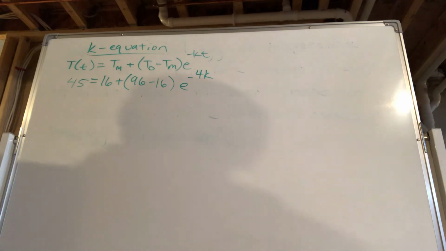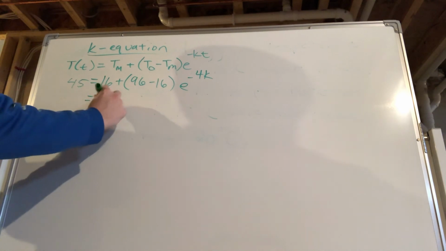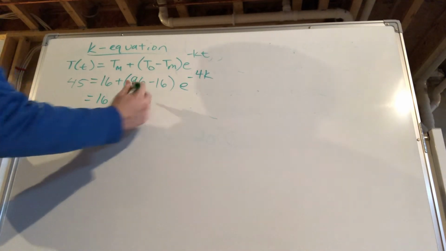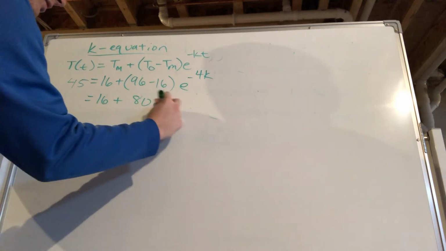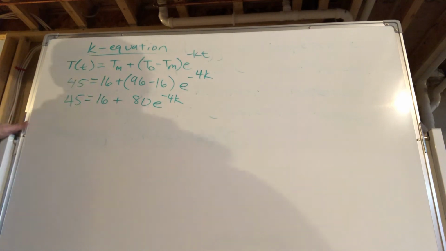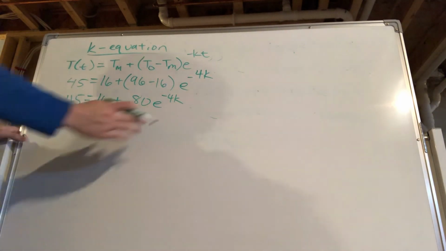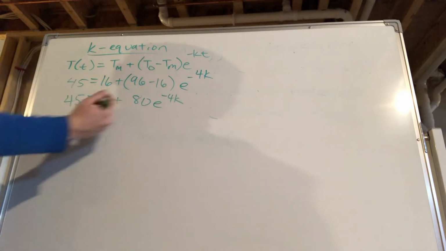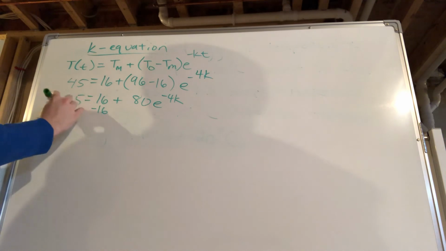Here we go. I'm going to simplify first. 96 minus 16 is 80. This is 45 here. Let's take it one step at a time. I want to get k by itself. I want to isolate the variable. Wouldn't it make sense to get rid of this first? So I'm going to subtract 16.